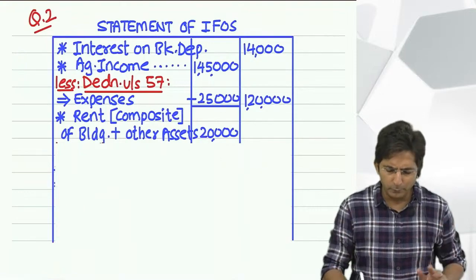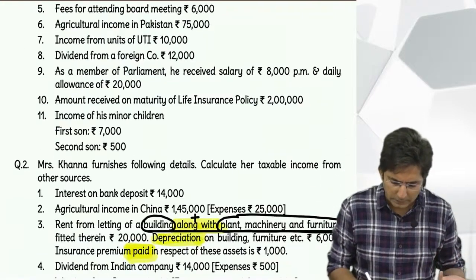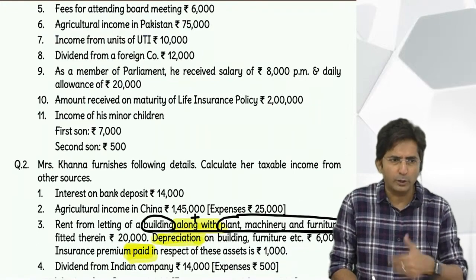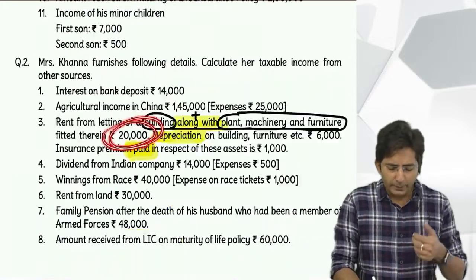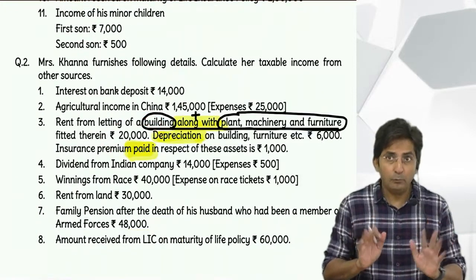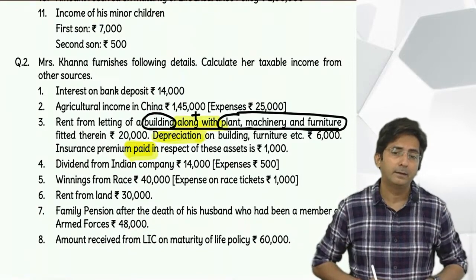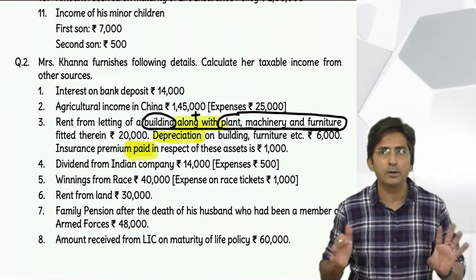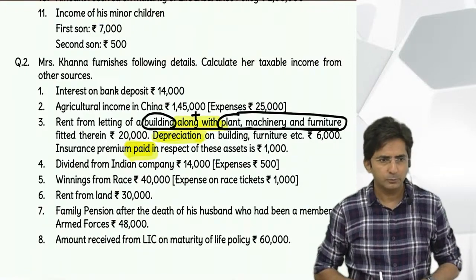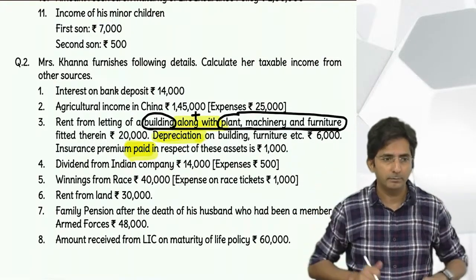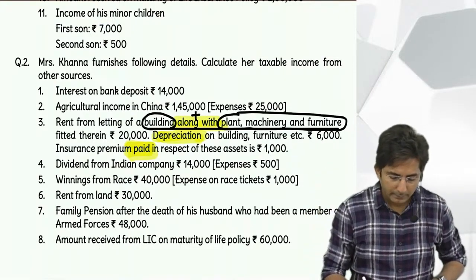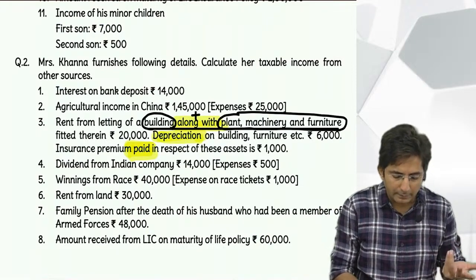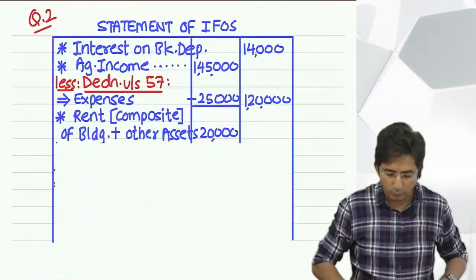I am just reminding you, but here don't worry, here firstly the 20,000 amount was not even per month. Even if per month, did they give when the property was given on rent? If nothing is given, that means it was given on rent from the beginning of the year. So that's why full year income we have earned. See, I am just saying what extra can come in the question, okay.